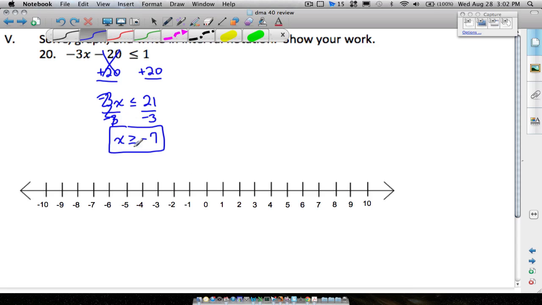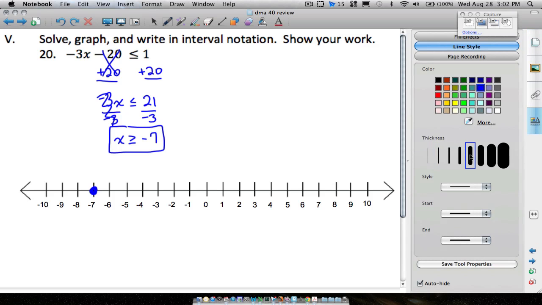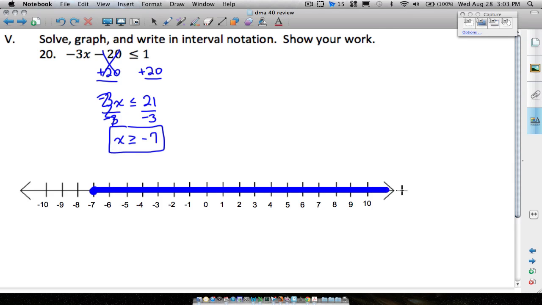Since this inequality is greater than or equal to, we put a solid dot on -7, and then we shade to the right. Shade to the right. And I'm just going to shade it like this. So it goes forever in that direction. Now, before we talk about interval notation, I do want you to check your work. Let's take a number that's in this shaded region. I like checking 0 as long as it's in the shaded region.